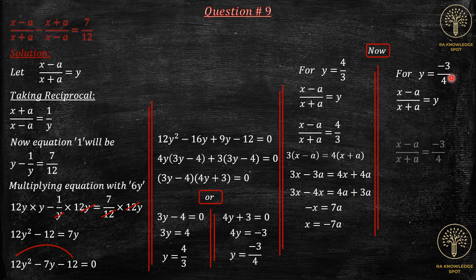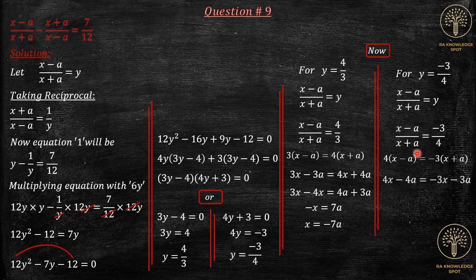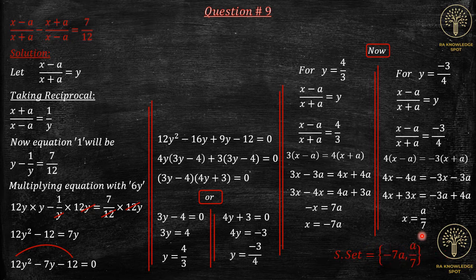Now again the same step, putting the value, that is minus 3 by 4, cross multiplication. Now 4x, 4a, minus 3x, minus plus minus, minus 3a, just shifting the numbers. This is 4x plus 3x minus 3a and plus 4a. Then this is a and this is the 3 plus 4, that is 7. 7 is multiplying and here it will be divided. Now this is your solution set. You have to write this way.